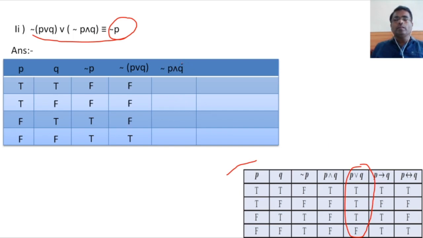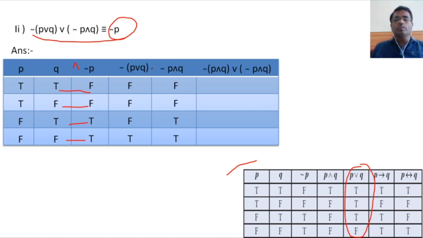Then we need negation P and Q, an AND operation between these two. So true false gives false, false false gives false, but true true gives true, isn't it? And for false true, again we have false. So you have this type of values.